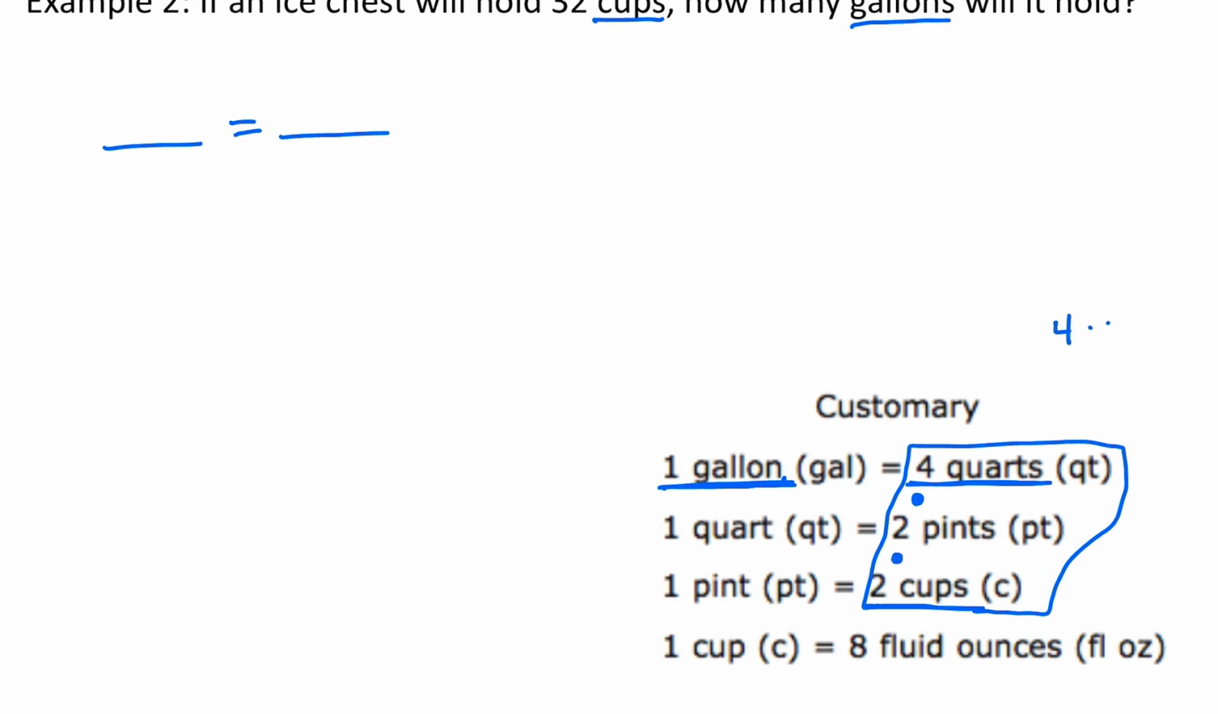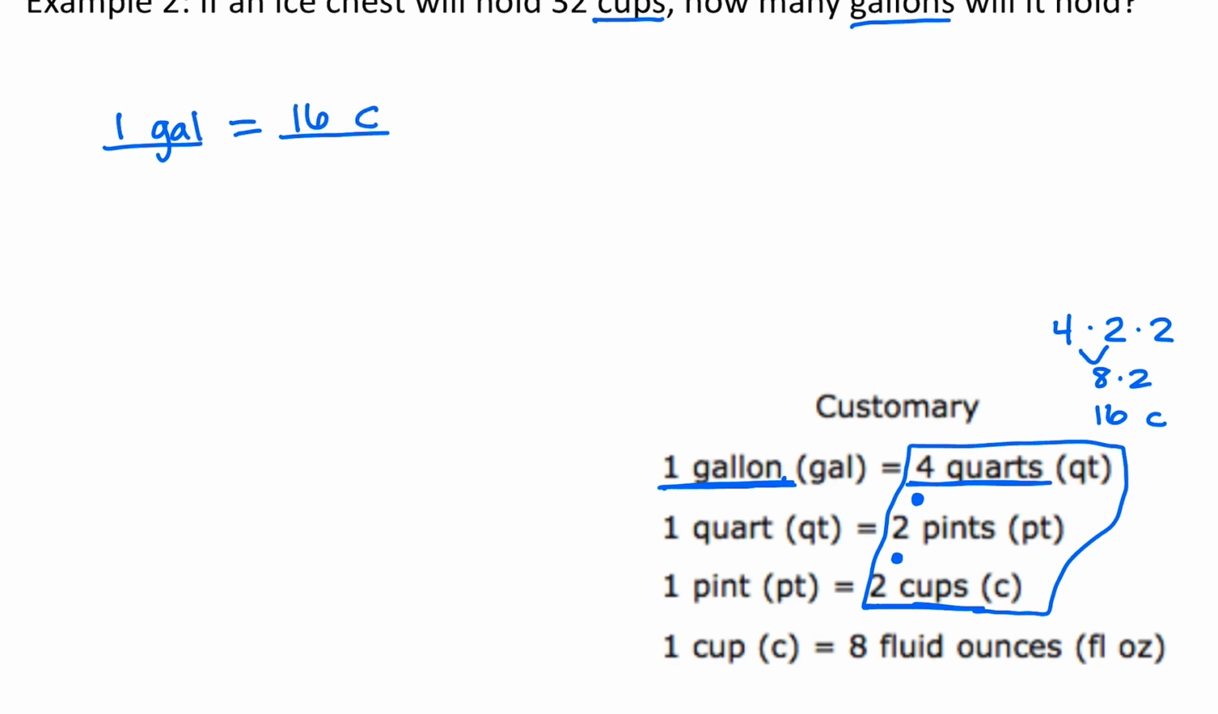So I do 4 times 2 times 2. 4 times 2 is 8, times 2 is 16, and that is 16 cups. So I'm going to write 1 gallon equals 16 cups.